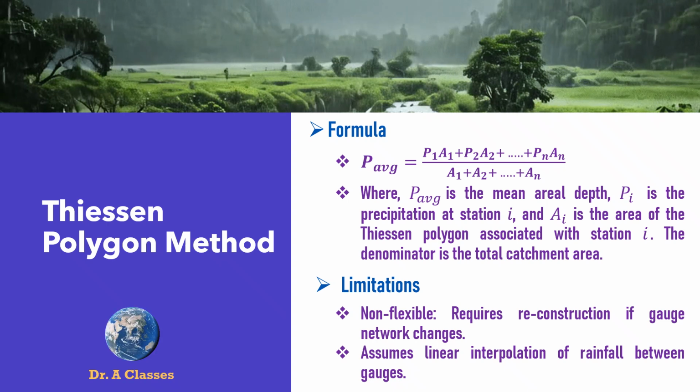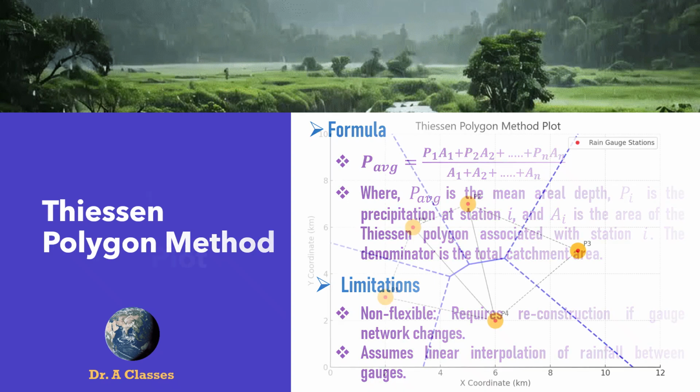Limitations of the method. This method assumes uniform precipitation within each polygon and does not explicitly consider topographic effects like elevation changes, which can significantly influence rainfall. It requires redrawing polygons if the gauge network changes.